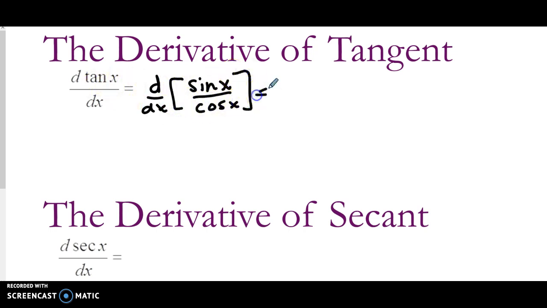All right, so for the derivative, we got to use the quotient rule here. So it's low d high, well, what's the derivative of sine of x? Cosine of x, nice job. Minus high d low, derivative of cosine of x is negative sine of x.